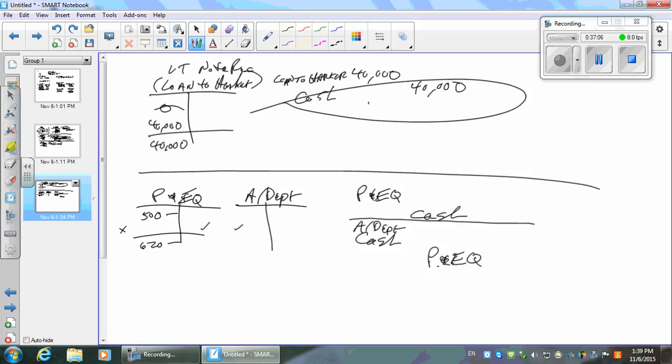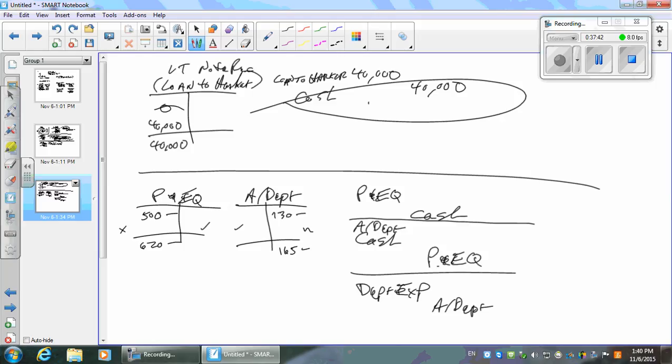What does accumulated depreciation start at? 130. We're doing the hard part last, you guys, so hang in there. And then it's what at the end? 165. What would cause accumulated depreciation to go up? Some of your equipment, you're depreciating it, right? You credit accumulated depreciation and debit what when you depreciate it? Depreciation expense. Yes. You guys know this, right? Those are the three things that could happen.